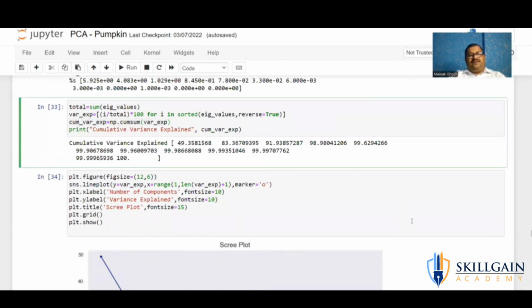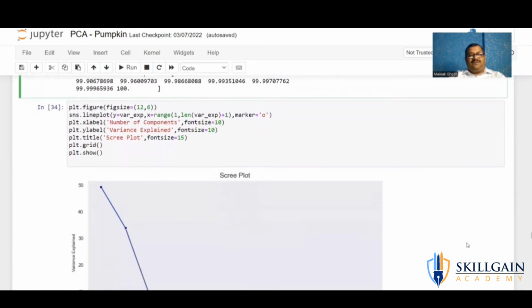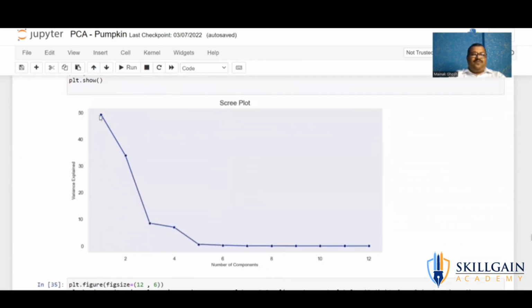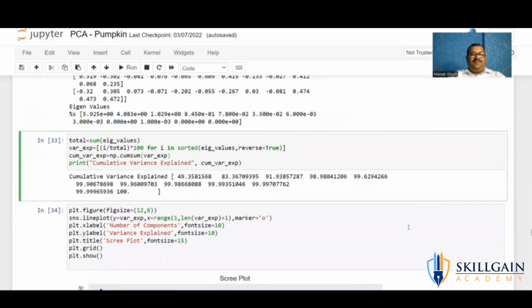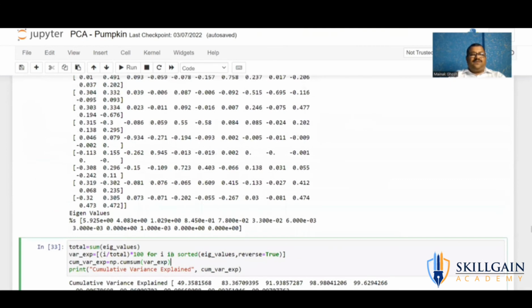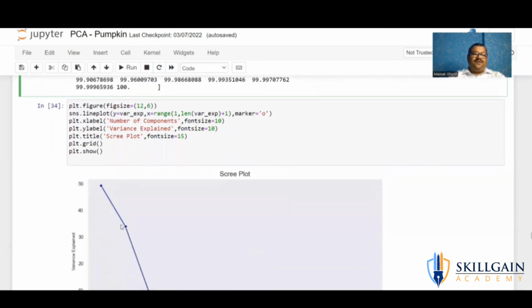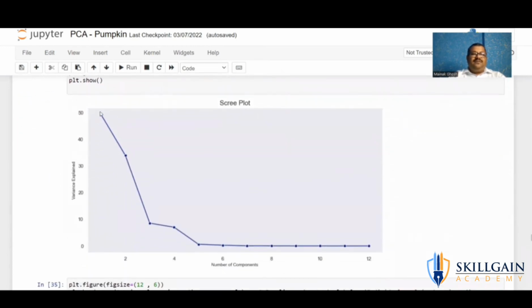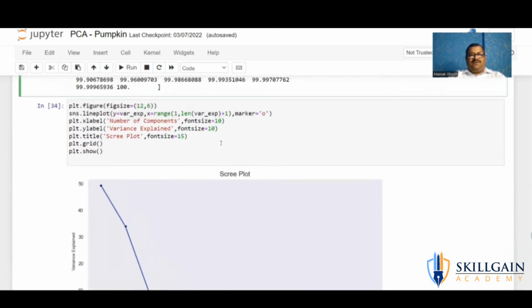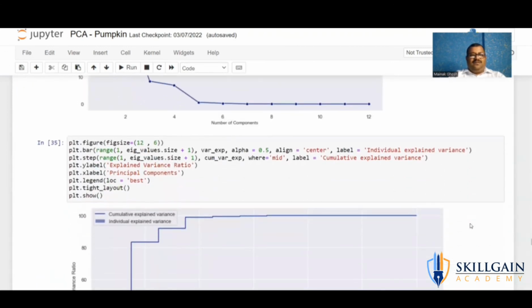To get a visual impact, we plot those things, which is called a scree plot. So this is the first component, we have seen already 49%. Second component, you see, 83 minus 49, so it will be around 34. So it is 34. This scree plot will give you the individual percentage of captured variation. And if we put those cumulative captures that we have received here, we will have this graph.